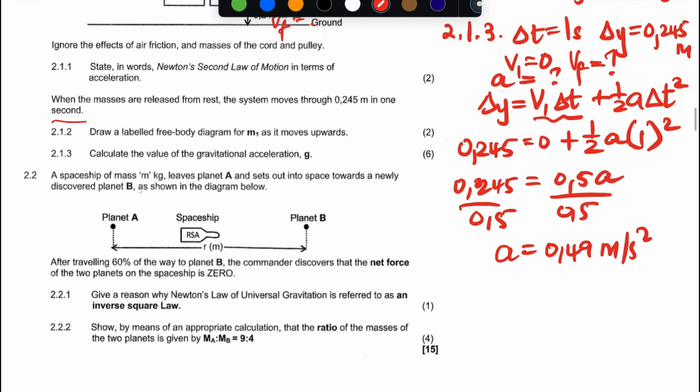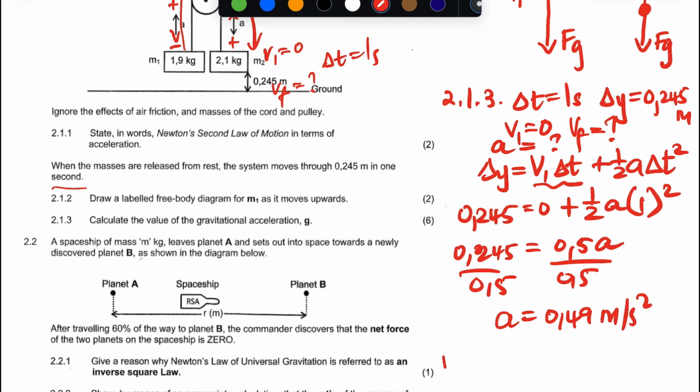So now that we have the acceleration of the system, we can go and do the simultaneous equations to calculate the gravitational acceleration. So let's start with mass 1.